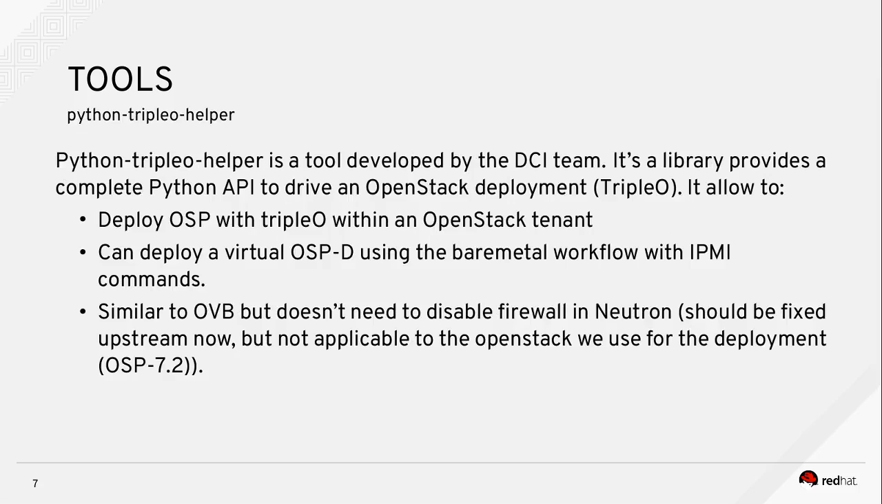We also use Python OOO helper. So it's a library which provides a complete Python API to drive an OpenStack deployment with OOO. It allows us to deploy OSP with OOO within an OpenStack tenant. We can also deploy a virtual OSPD using the bare metal workflow with IPMI command. It's similar to OVB, but with OVB, at least with OSP 7.2, we need to disable some security rule in Neutron. Python OOO helper is the solution for us.